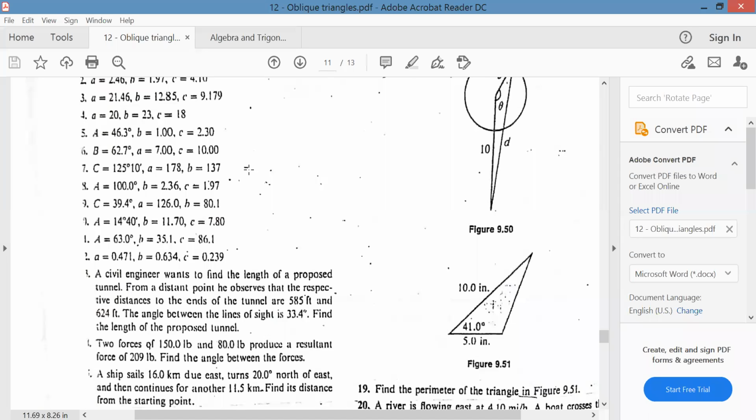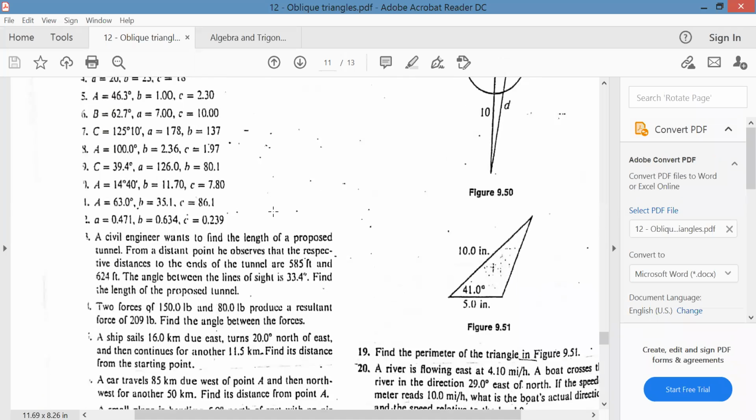तो ये these constraints, the conditions you must keep in mind. अगर ये included angle है, if C is an included angle of side A and B, then you can apply the cosine law. Otherwise, you go for the sine law. Now, see its solution.